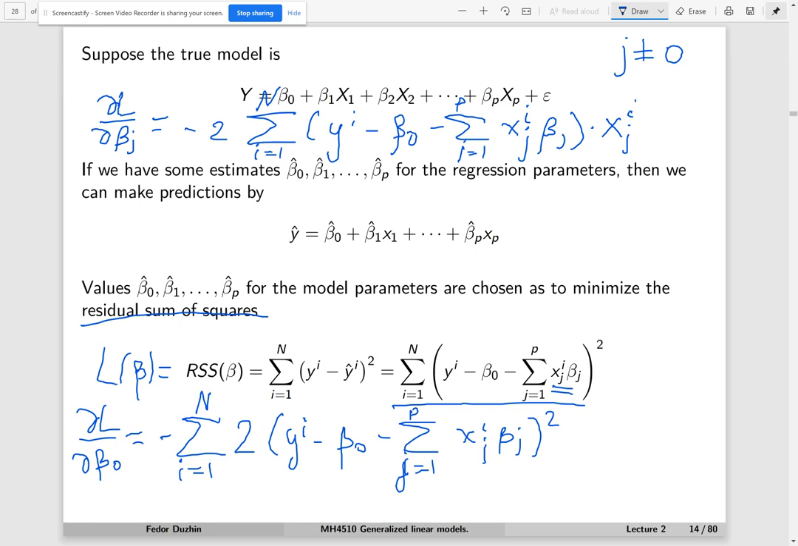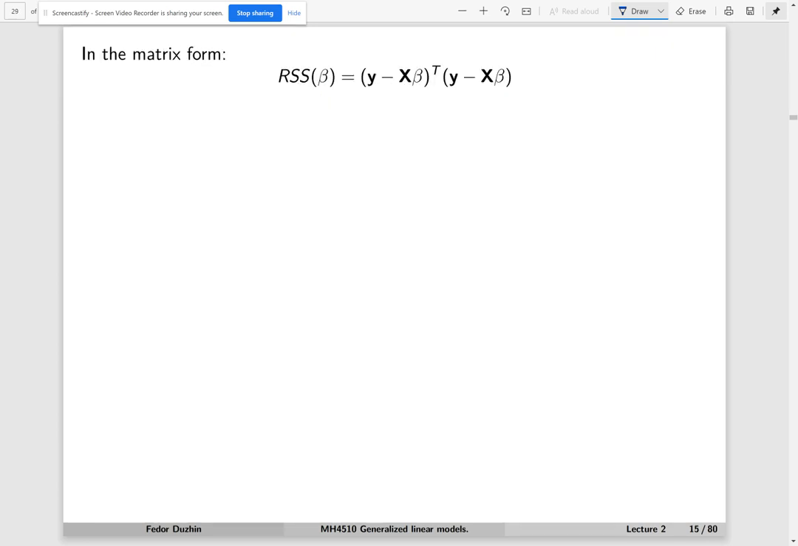Okay, so this is how we can derive the partial derivatives of our loss function with respect to parameters of the model. In the matrix form, it looks like this. Well, what does it mean? Let's figure it out. First of all, what are these? y here is a column vector: y1, y2, and so on up to yn.